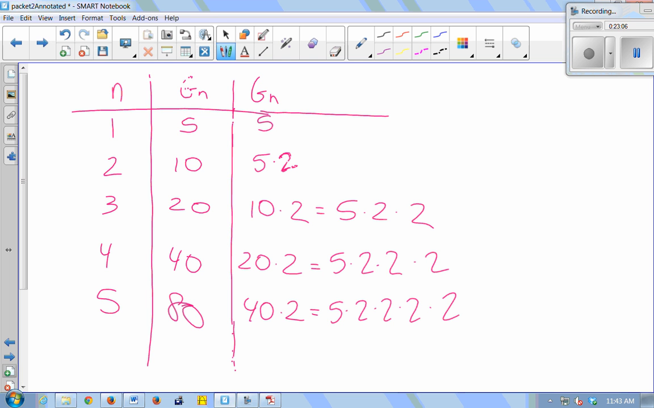So repeated multiplication, how do we denote that in mathematics? What's the special thing we use? An exponent. So this one is 5 times 2 to the first. This one is 5 times 2 squared. This one is 5 times 2 cubed. This one is 5 times 2 to the fourth. And this one is just 5, so how do I write it as 5 times 2 to the what? 0, right? Because you remember that anything to the 0 is really 1. So that says 5 times 1, which is 5.